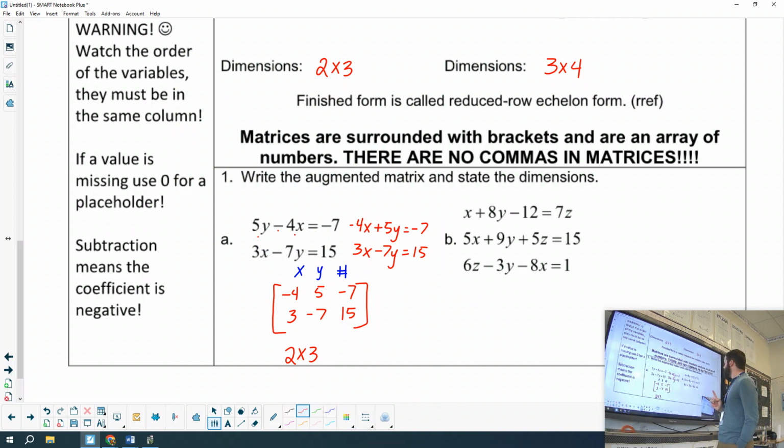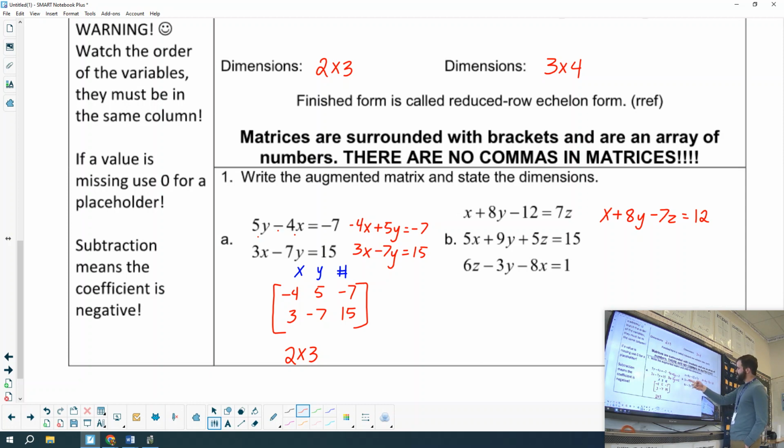All right, hold on though. Before we write out, we've got to make sure everything's in the right order. And you can see here that this negative 12 and that 7z, they're switched, right? Now this one's a little bit trickier because they're on opposite sides of the equal sign. So what I'm going to do here is I need to minus the 7z and add the 12. So it's going to end up looking like this. X plus 8y minus 7z equals positive 12.